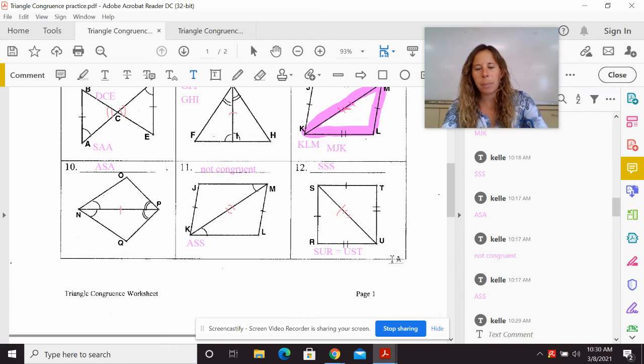Let me make sure that makes sense. So SU is congruent to US, okay. And then UR, U to R, is congruent to S. Oh, no, I messed that up. It is just SUT. Sorry. So SU is congruent to SU. UR has the 2 lines on it. It's congruent to UT. And then RS is congruent to TS. All right, so there you go. So SUT.